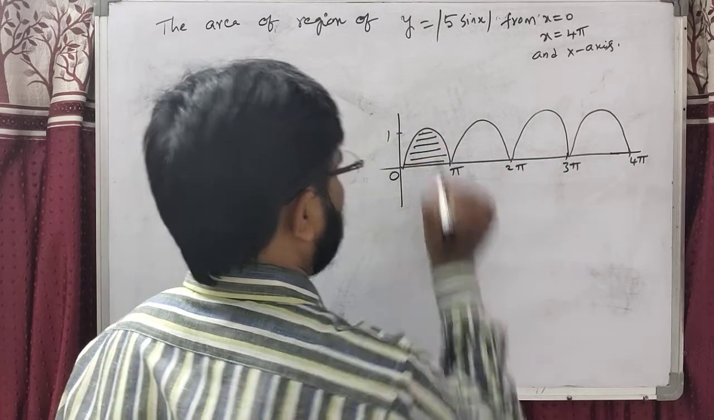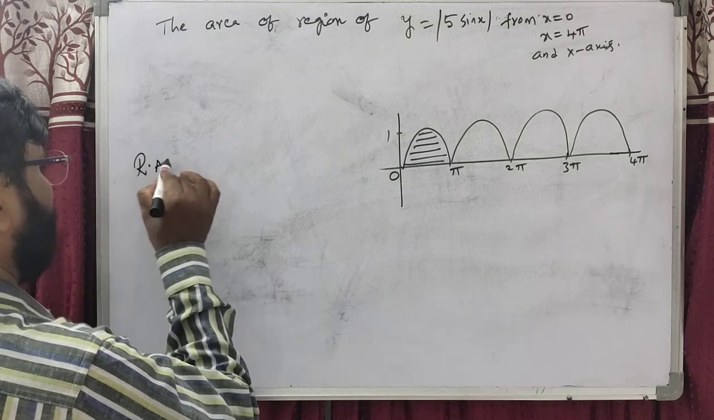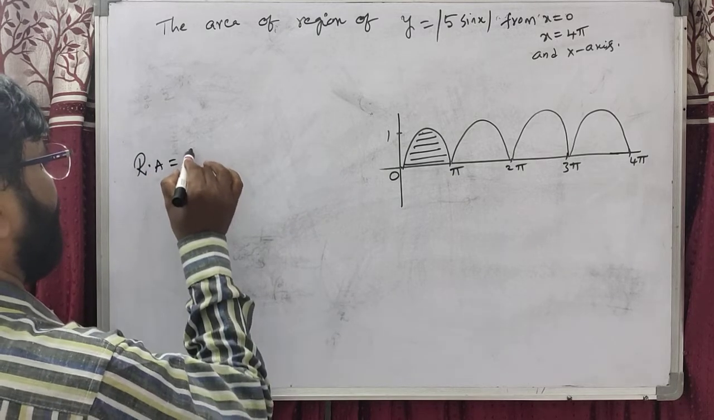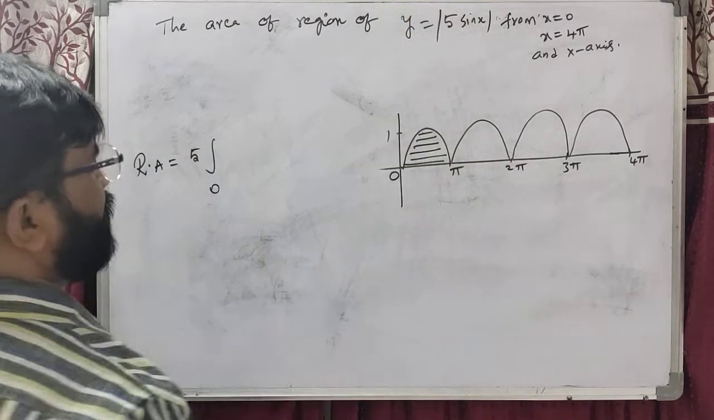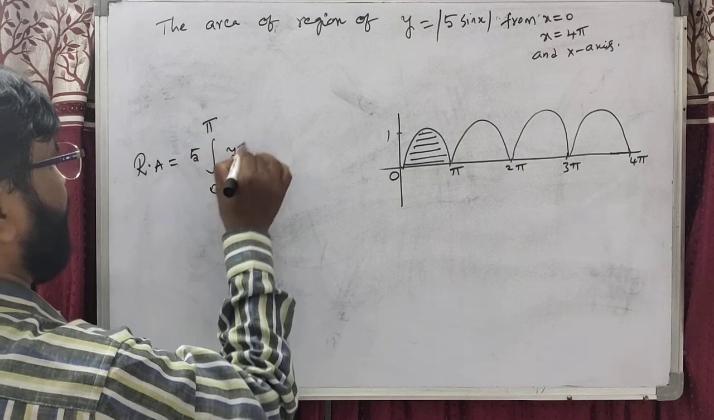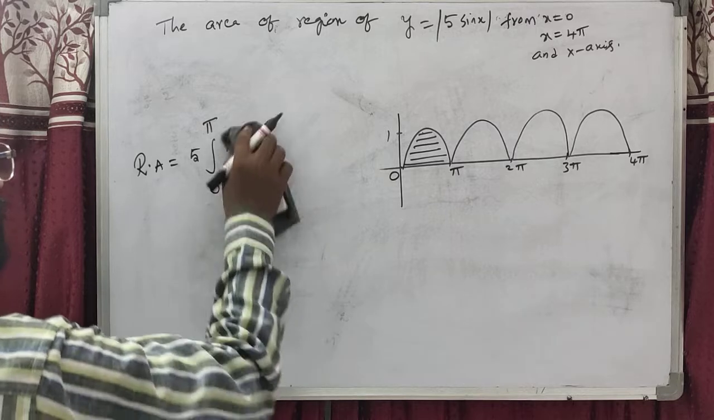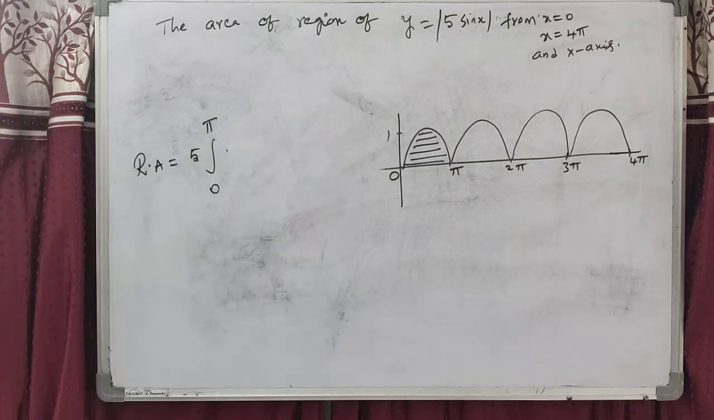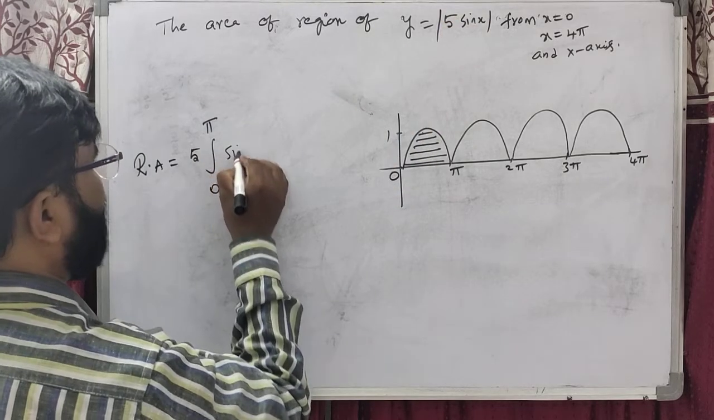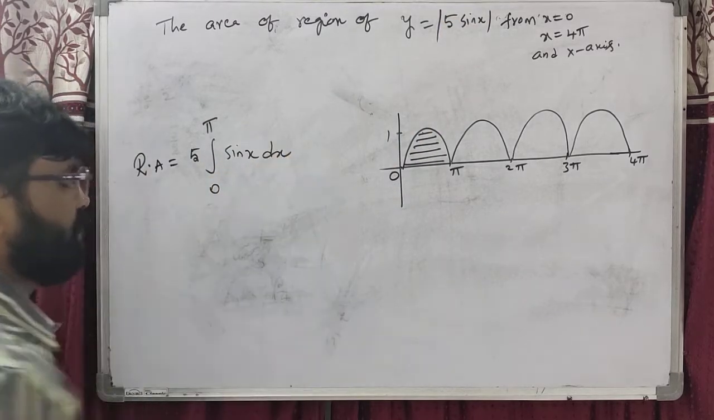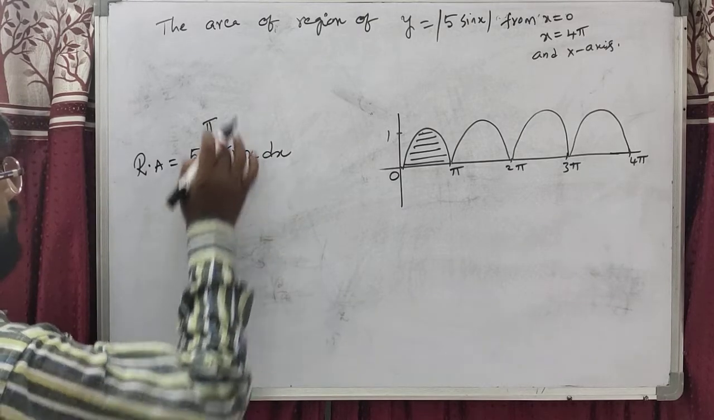Then you can write 4 times of. Okay, students, the required area is 5, first you can write 5 outside, integral 0 to pi of y dx. Directly you can write y is mod of sin x. In between 0 to pi, sin is positive, so we can write directly sin x dx. The sign is positive in the first and second quadrant. That's why you can remove the mod in between 0 to pi.